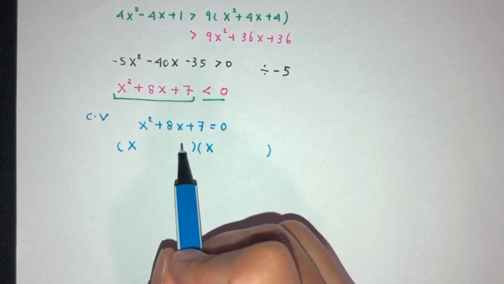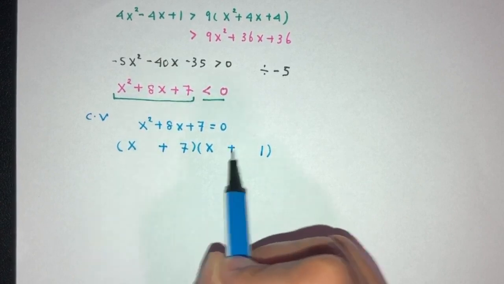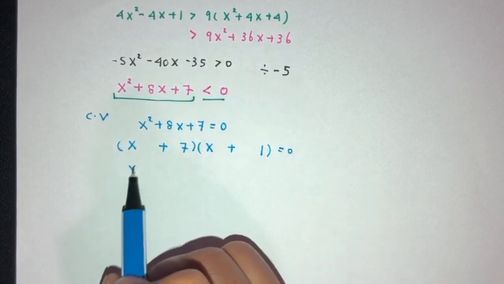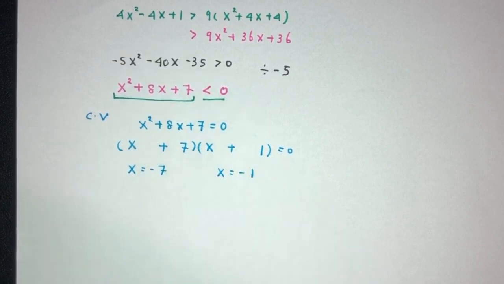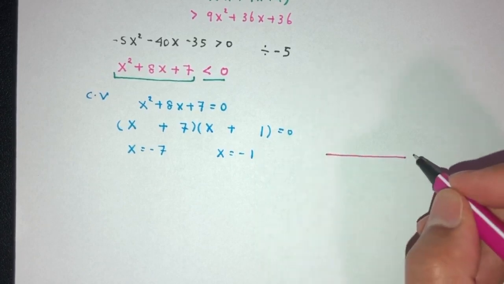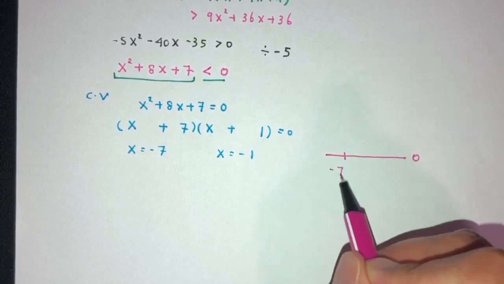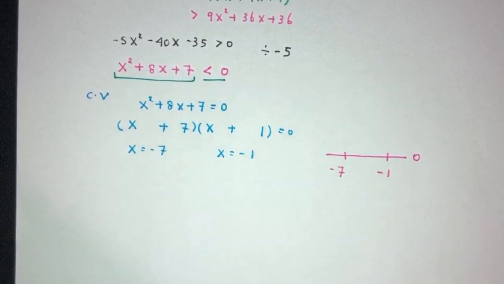7 is 7 times 1. To get plus 8, we have to have plus 7 plus 1. From here, x will be the value of minus 7. x will be the value of minus 1. So after you find this using the number line, this will be 0 here. This is minus 7 and minus 1. Obviously, minus 7 happens before minus 1.